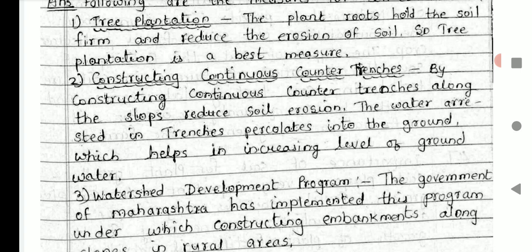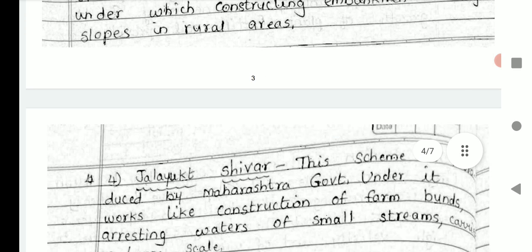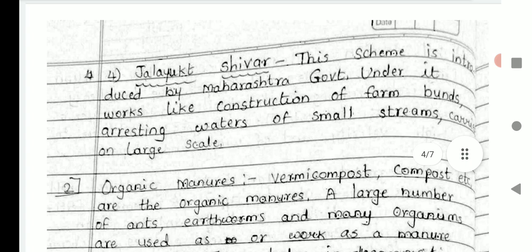Third, watershed development program. The government of Maharashtra has implemented this program, under which embankments are constructed along slopes in rural areas. Fourth, Jalyukta Shivar. This scheme is introduced by the Maharashtra government. Under it, works like construction of farm bunds and arresting waters of small streams are carried out on a large scale.